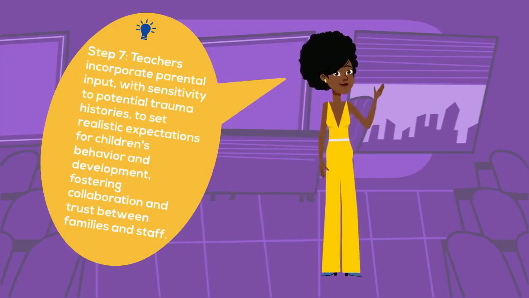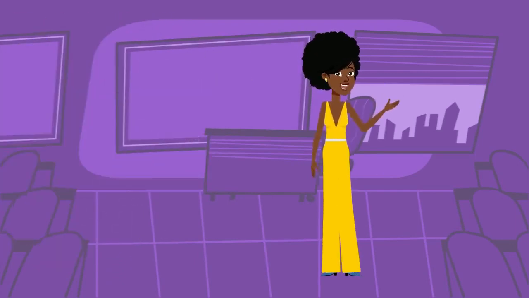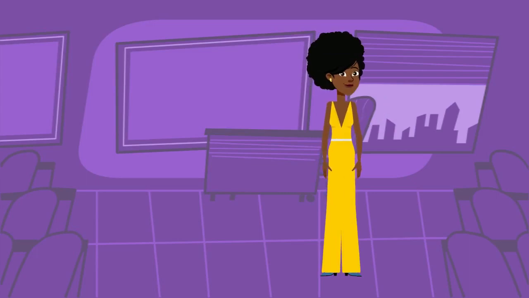Step 7. Teachers incorporate parental input with sensitivity to potential trauma histories to set realistic expectations for children's behavior and development, fostering collaboration and trust between families and staff. During this step, you are working alongside families to best serve their children. Parents have an insight into what may or may not work for their children. You can use this to set goals for children while also building trust with families by involving them in the process.